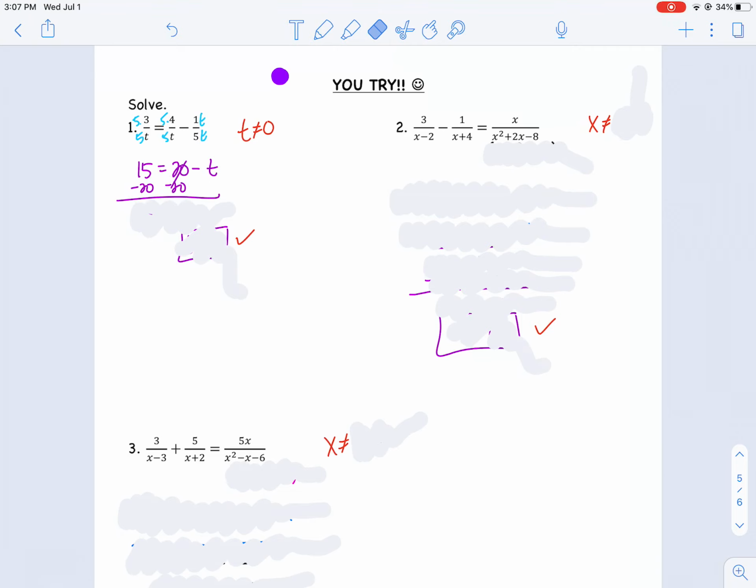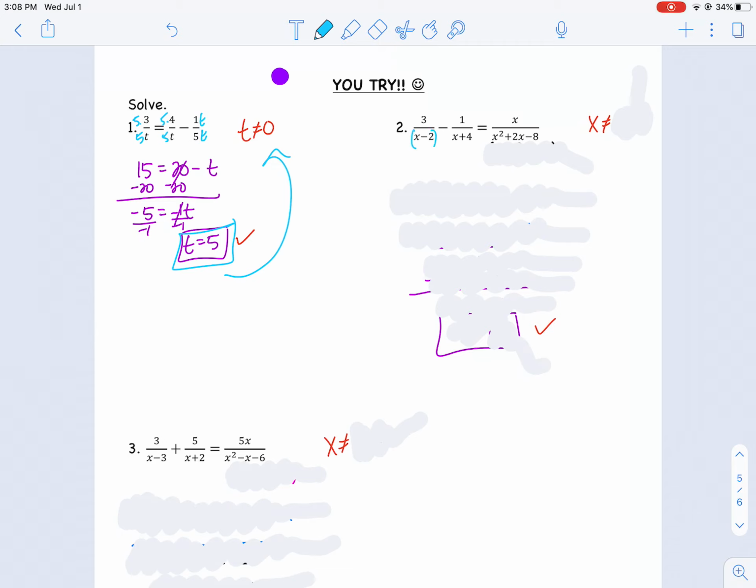I can subtract 20 from both sides. I end up getting a negative 5 equals negative 1t, and I can divide by negative 1 and get that t equals 5. Since that doesn't overlap with my domain restriction, t equals 5 should work and be the correct answer for that equation. All right, on number 2, I have 3 fractions.